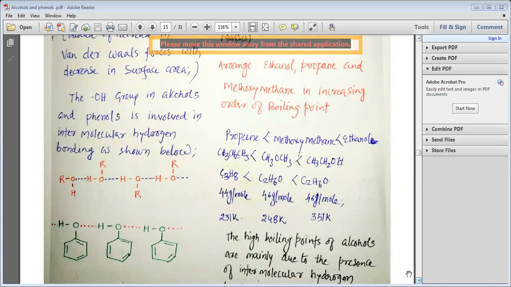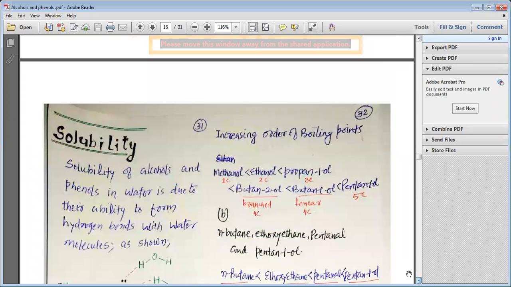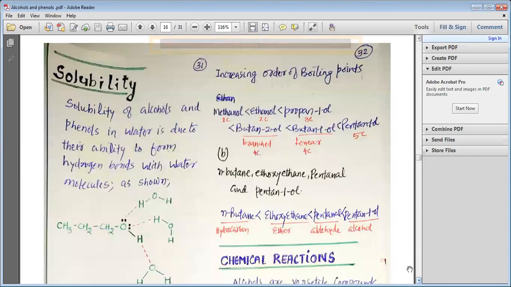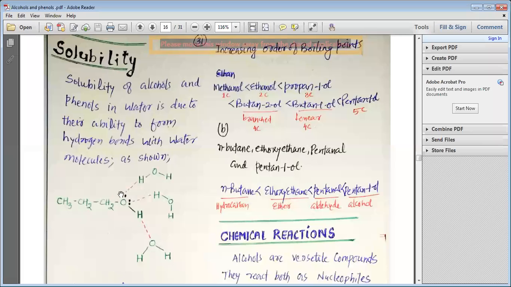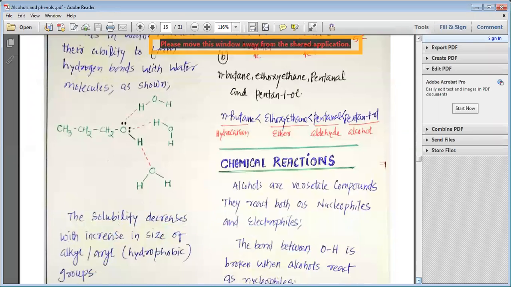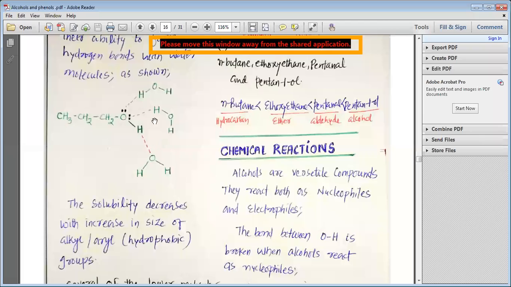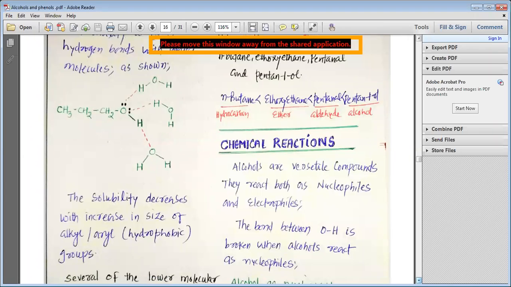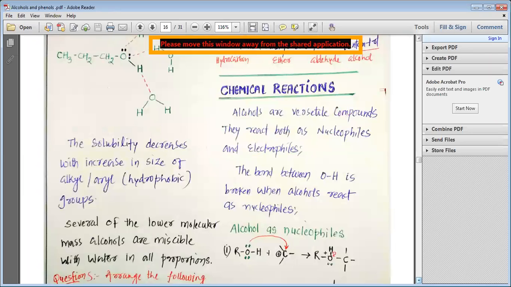In the same way, my dear students, the solubility of alcohol in water is high because of their capacity to make hydrogen bonds with the water molecules. You can see here that an alcohol combines with three other water molecules easily to be soluble, and that is why some of the alcohols are miscible with water in all proportions.